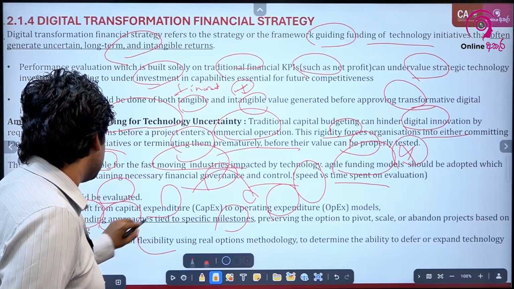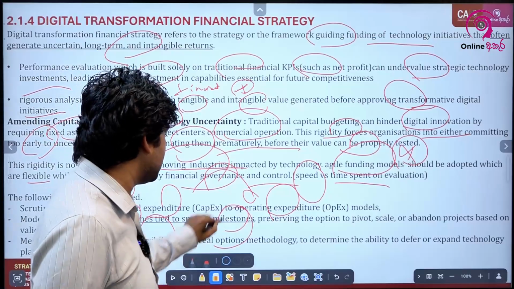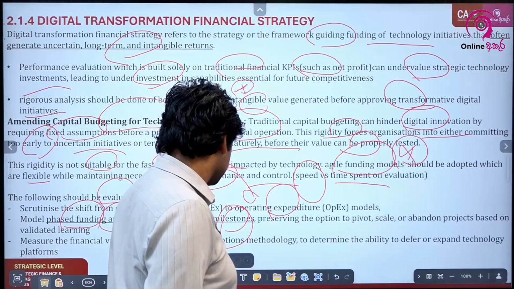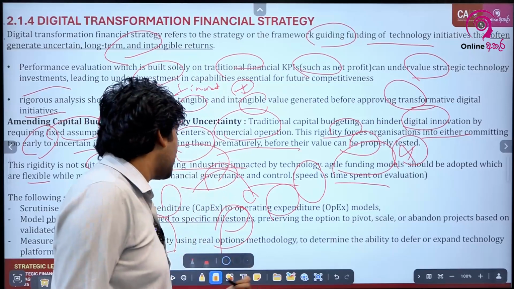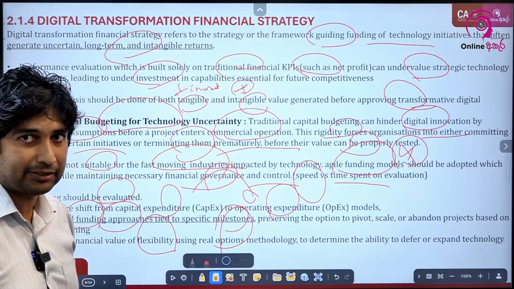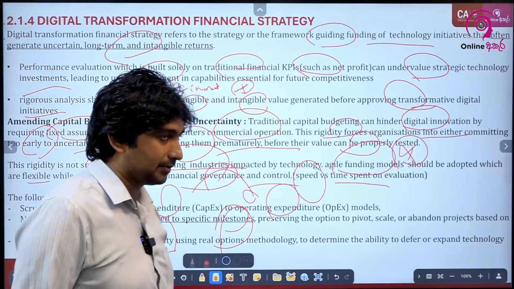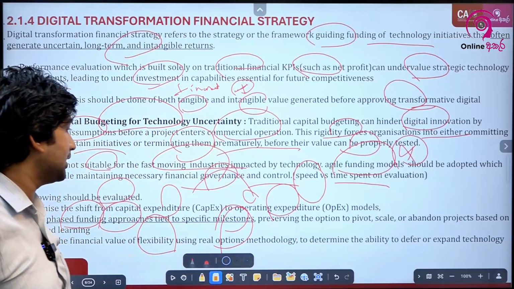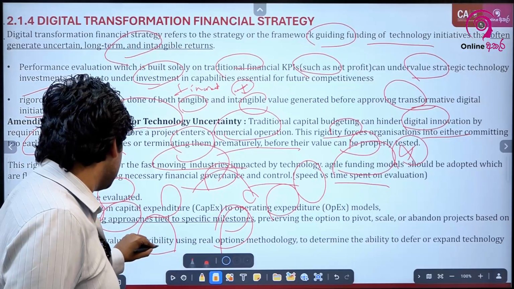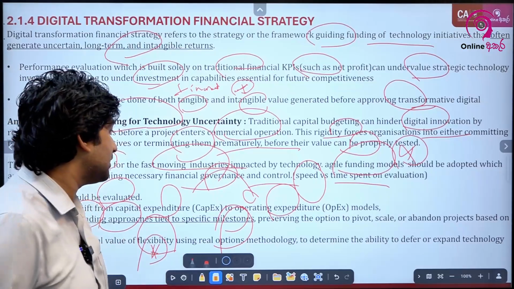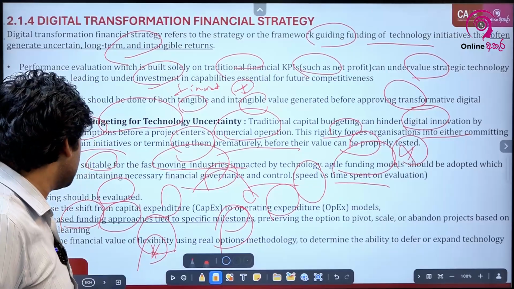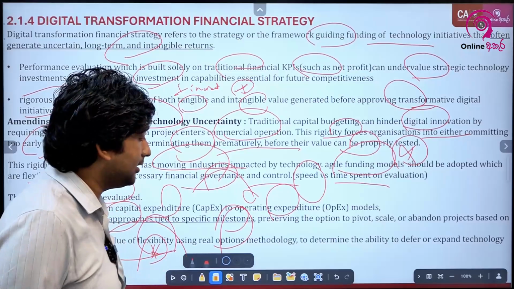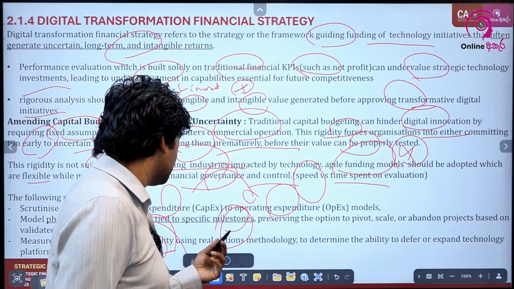Measure the financial value of flexibility using real option analysis. We will discuss this further in some other chapters. Certain IT projects will give you an option: you can either continue the project or discontinue the project. This option, or this flexibility, has an inherent financial value, which we will discuss in further chapters. The value of this flexibility you need to factor into your decision making.